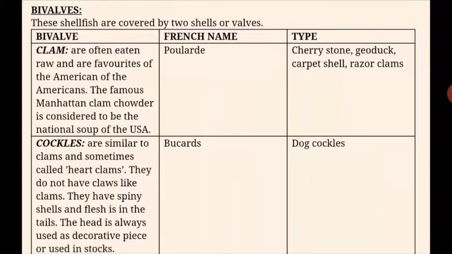Next one is cockles. Cockles are similar to clams and sometimes called hard clams. They do not have claws like clams. They have a spiny shell and a fleshy edge in the tails. The shell is always used as a decorative piece or used in stock. The French name is bucarde and the type is dog cockles.